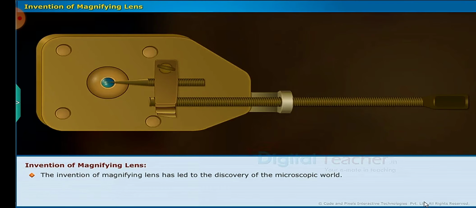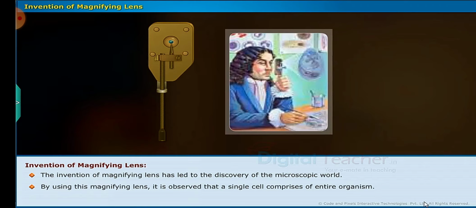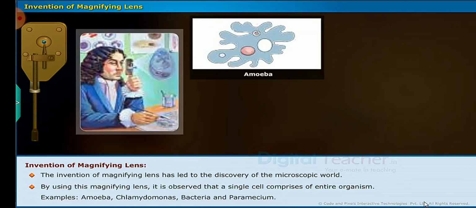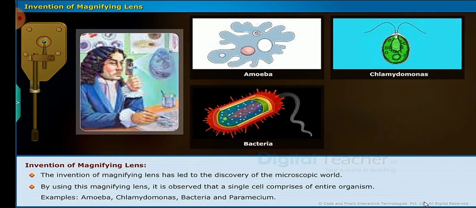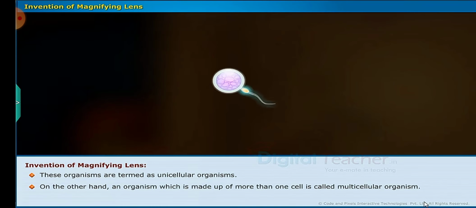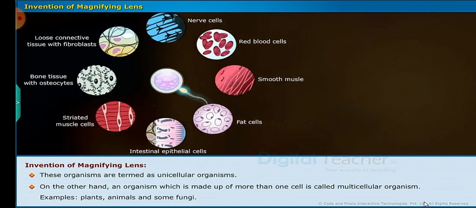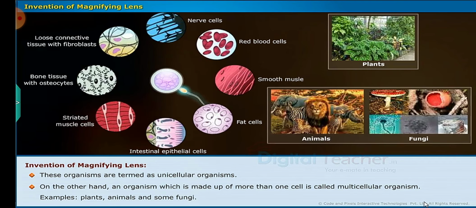The invention of magnifying lens has led to the discovery of the microscopic world. By using this magnifying lens, it is observed that a single cell comprises of entire organism. Examples: amoeba, chlamydomonas, bacteria, and paramecium. These organisms are termed as unicellular organisms. On the other hand, an organism which is made up of more than one cell is called multicellular organism. Examples: plants, animals, and some fungi.